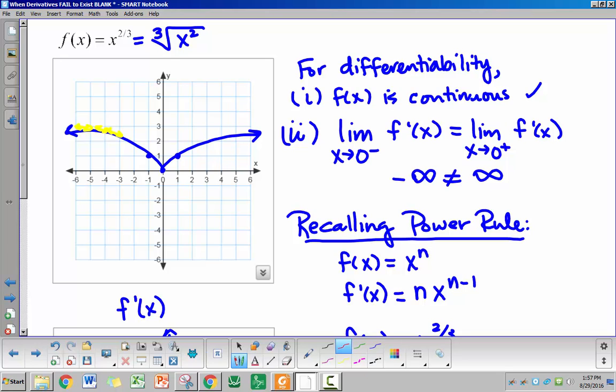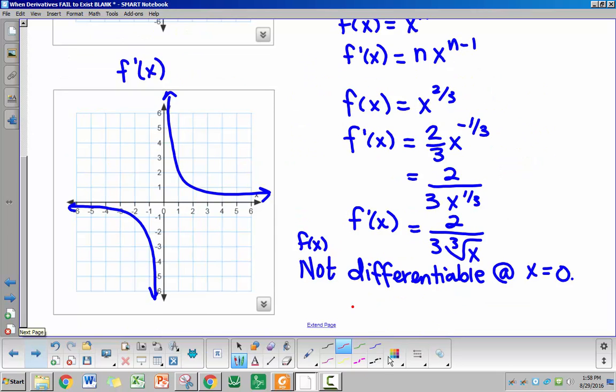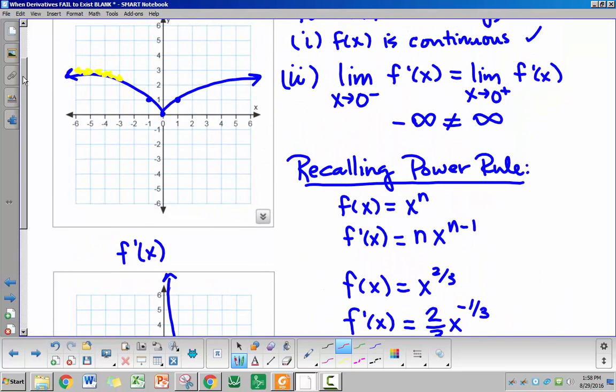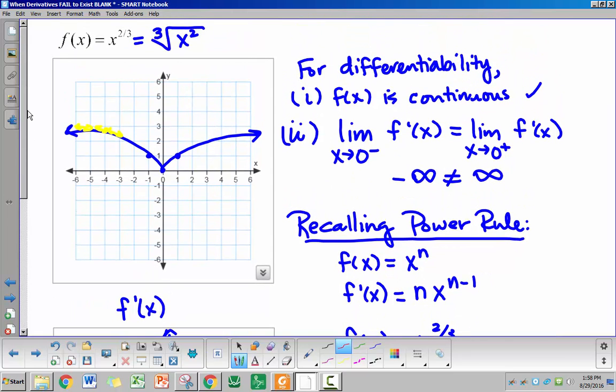Maybe I'll be able to write on this. Maybe I won't. Ah, nice. All right, so it's not differentiable at x equals 0, but it's differentiable everywhere else. Do I have a slope of a tangent line at every other location? The answer is yes, and we call this, as I just mentioned a second ago, a cusp. Okay?